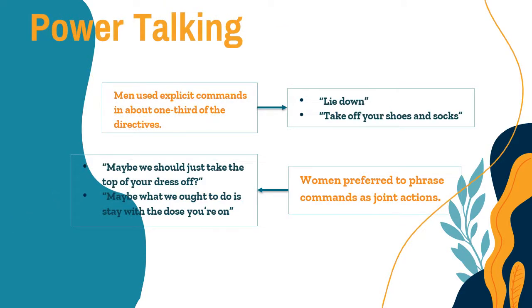Men used explicit commands in about one-third of the directives. For example, lie down and take off your shoes and socks. But women prefer to phrase commands as joint actions. For example, maybe we should just take the top of your dress off. Maybe what we ought to do is stay with those you're on.